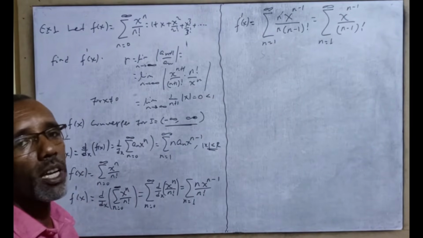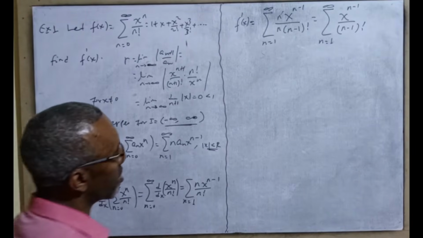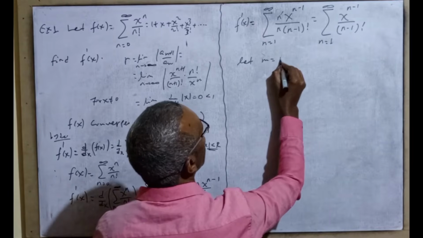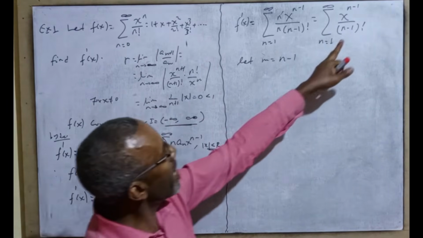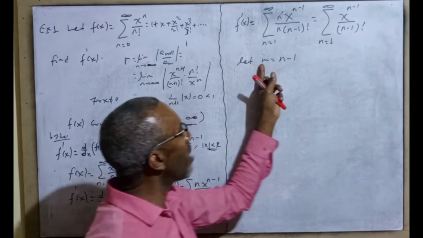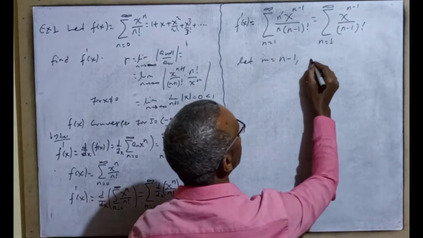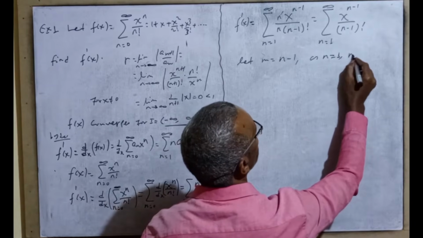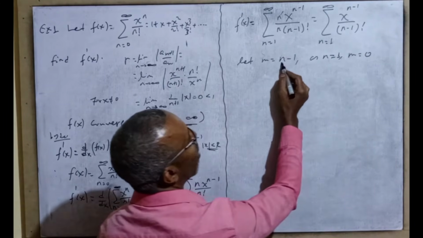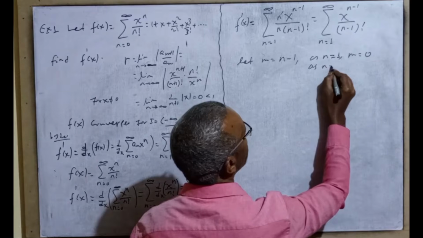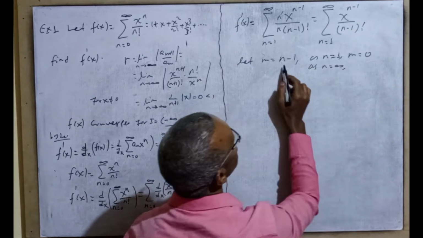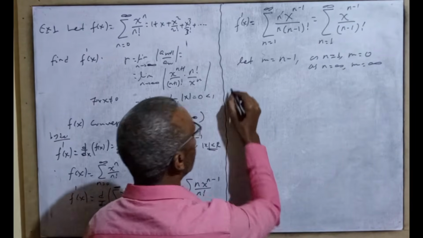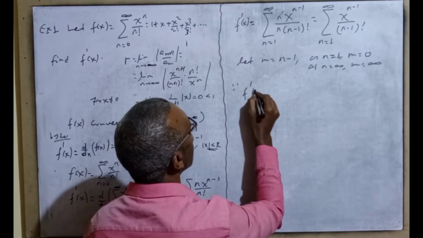Now let's use a change of variables. Let m equal n minus 1, the exponent. As n equals 1, what does m become? 0, because 1 minus 1 is 0. As n goes to positive infinity, what does m become? Positive infinity.